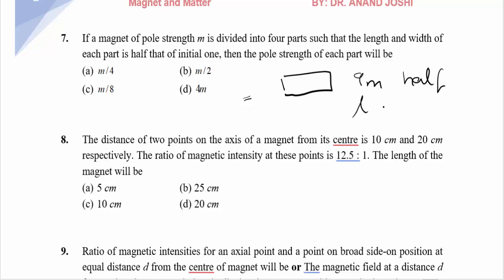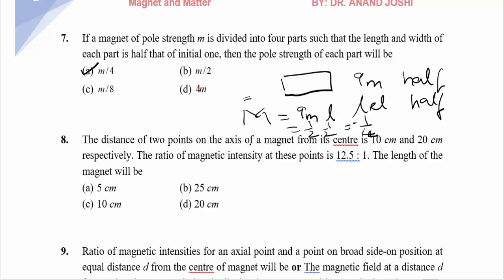length reduces to half. Magnetic moment depends on pole strength as well as length. Both reduced to half, so totally the magnetic moment will become 1/4. Magnetic moment becomes 1/4. Option A is the correct option.